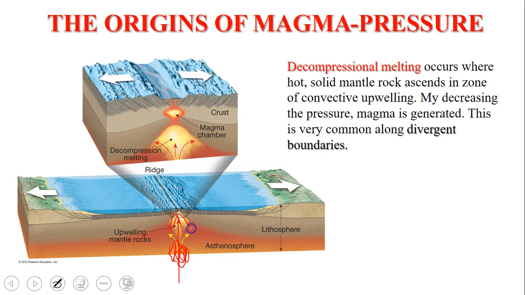So you've generated magma by something called decompressional melting. You have a solid body moving up. The solid mantle rock ascends, and as it does, pressure is released, the lattice is broken, and then you have a liquid magma generated. In this case, that liquid magma is going to come out onto the surface through the crust, and then recrystallize, making new igneous rock right there. Decompressional melting is very common along divergent boundaries.